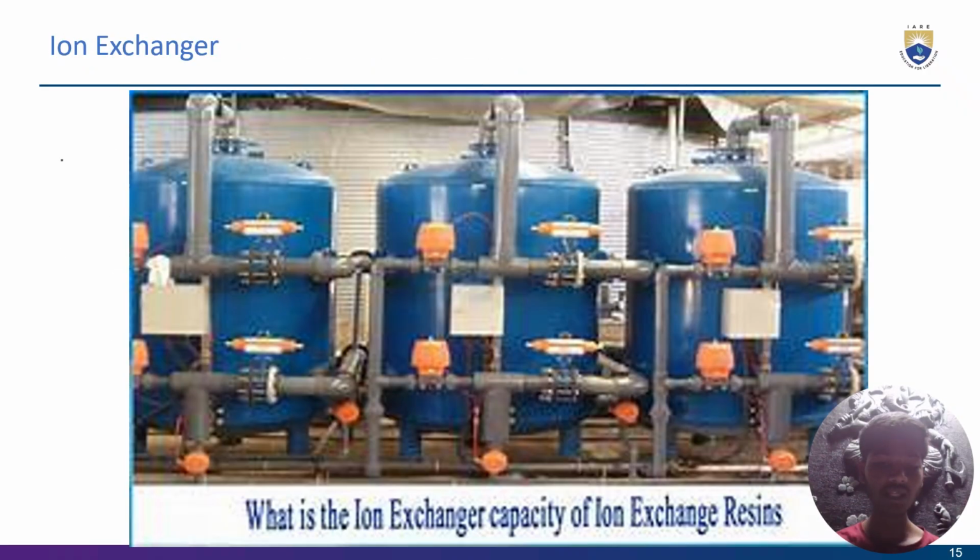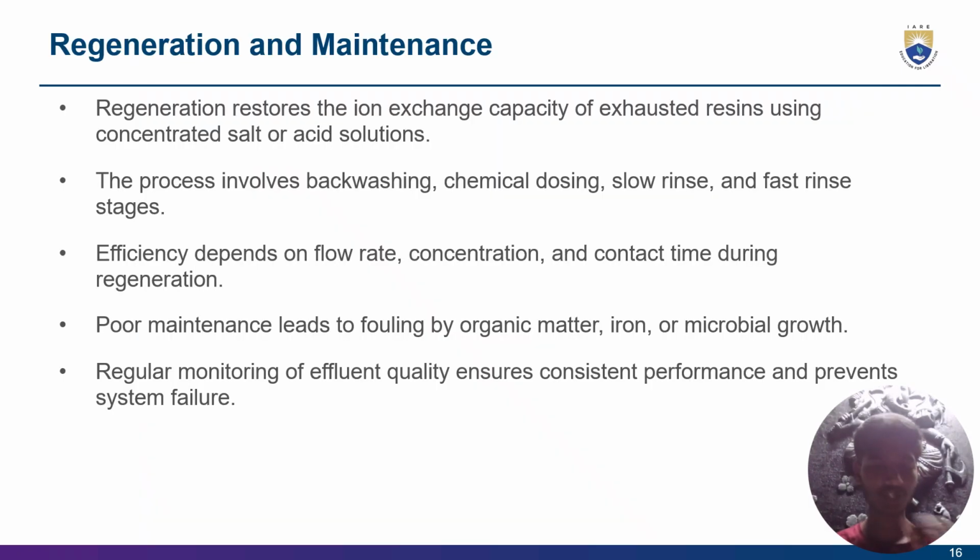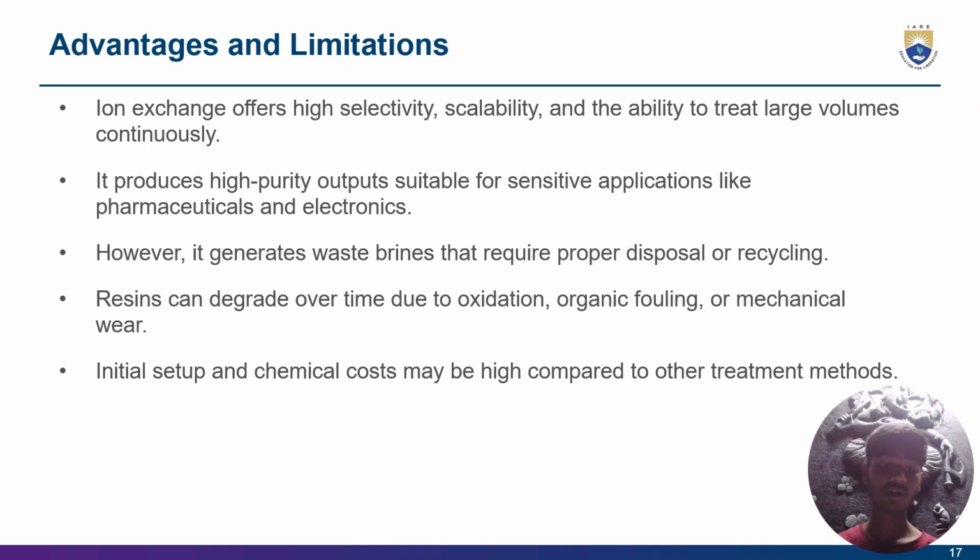impurities. In this diagram, we can see clearly the ion exchanger, the ion exchange capacity, and the exchanger resins. These are three resins used in the softening of water, removing Mg2+ and Ca2+ ions through the ion exchange process. Regeneration. The process involves backwashing, chemical dosing, slow rinse, and fast rinse stages. Regeneration restores the ion exchange capacity of exhausted resins using concentrated salt or acid solutions.